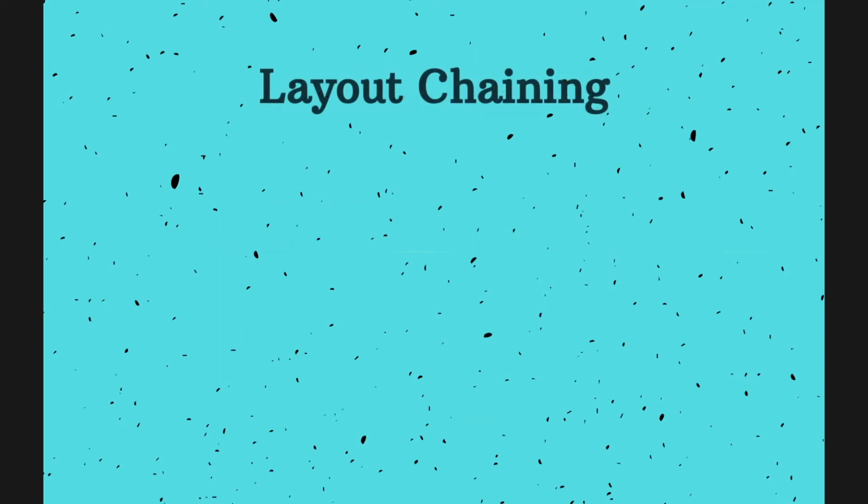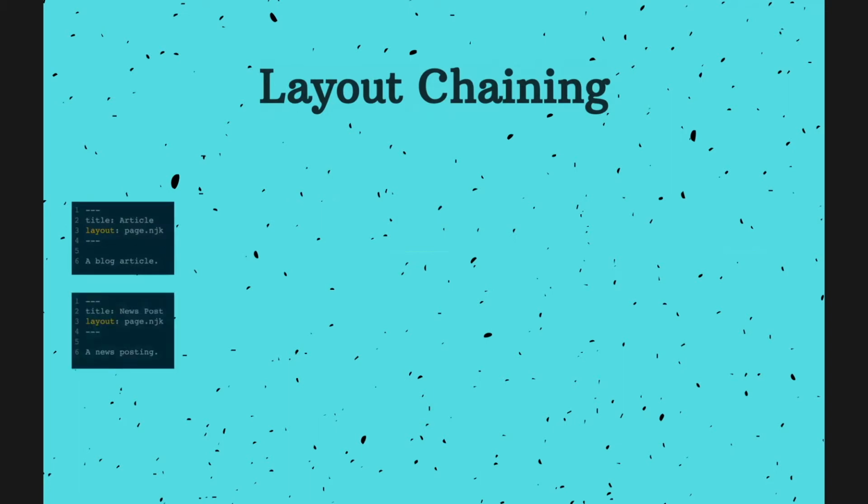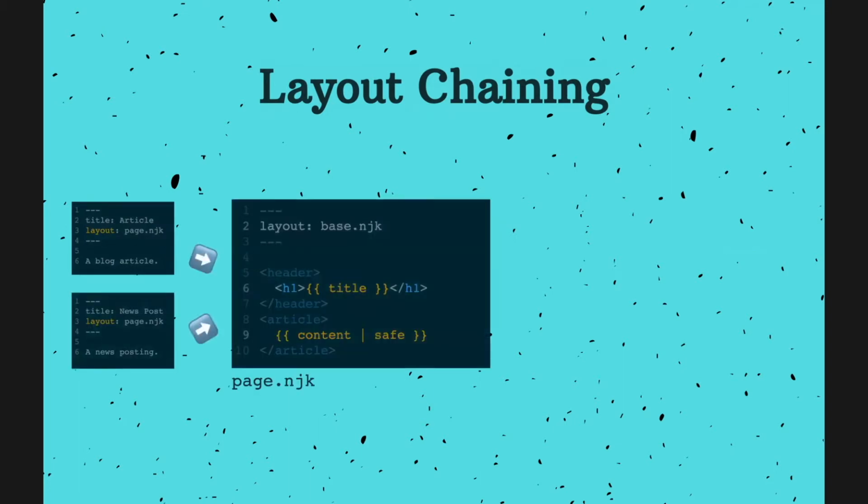Eleventy also has a feature called layout chaining. So you could create an article content type and a news content type that both chain to a page layout. And the page layout could chain to the base layout.